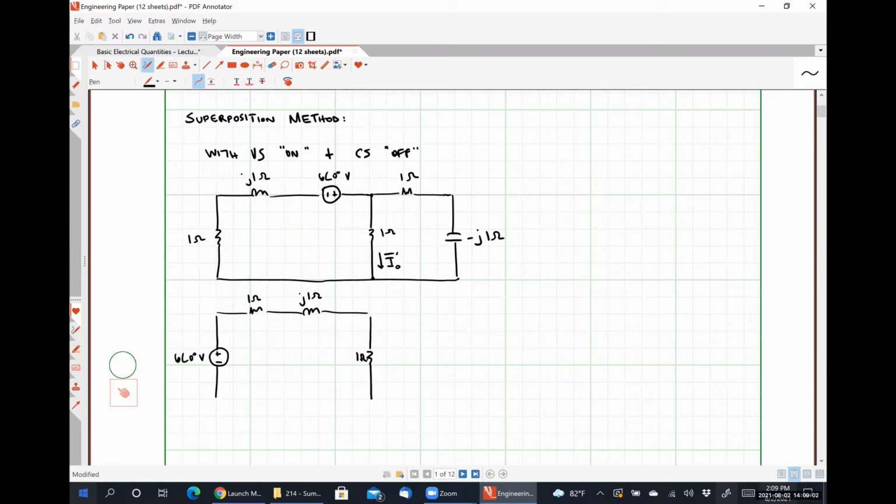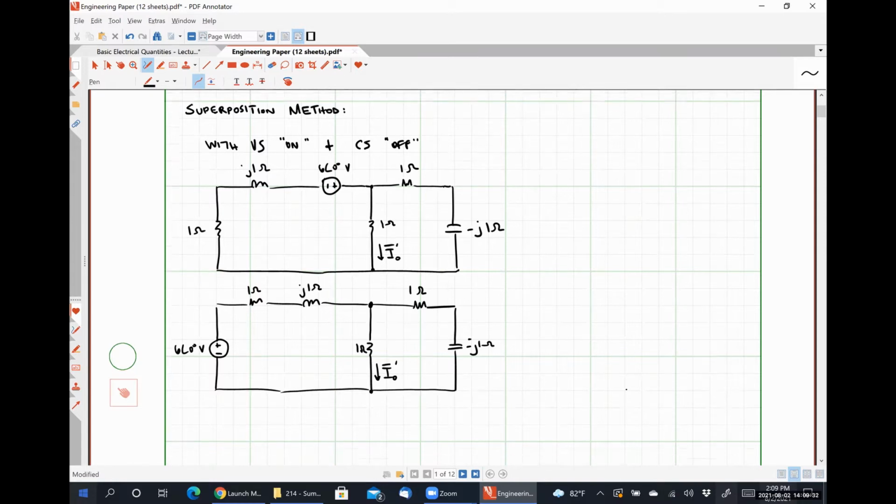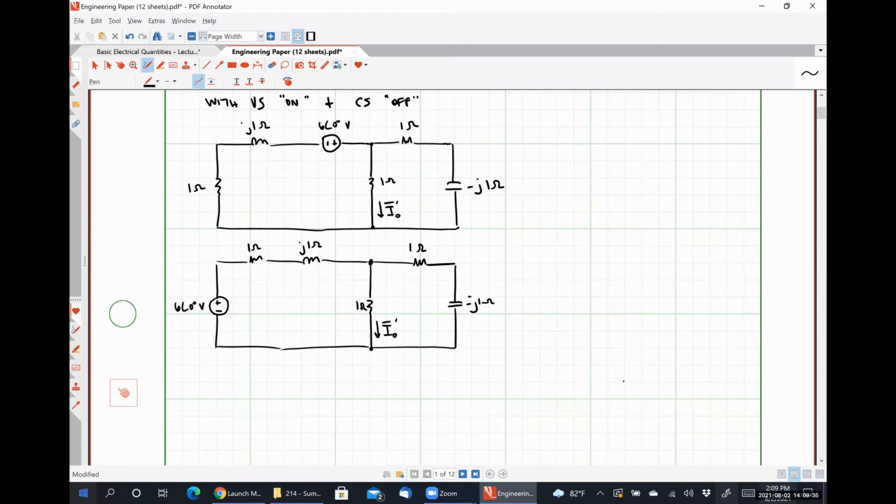Now I have a 1 ohm resistor here, a 1 ohm resistor here, and a minus j1 ohm capacitor here. Before I start the analysis, is everybody on board with the change that I've made to the circuit? Yes. Okay.